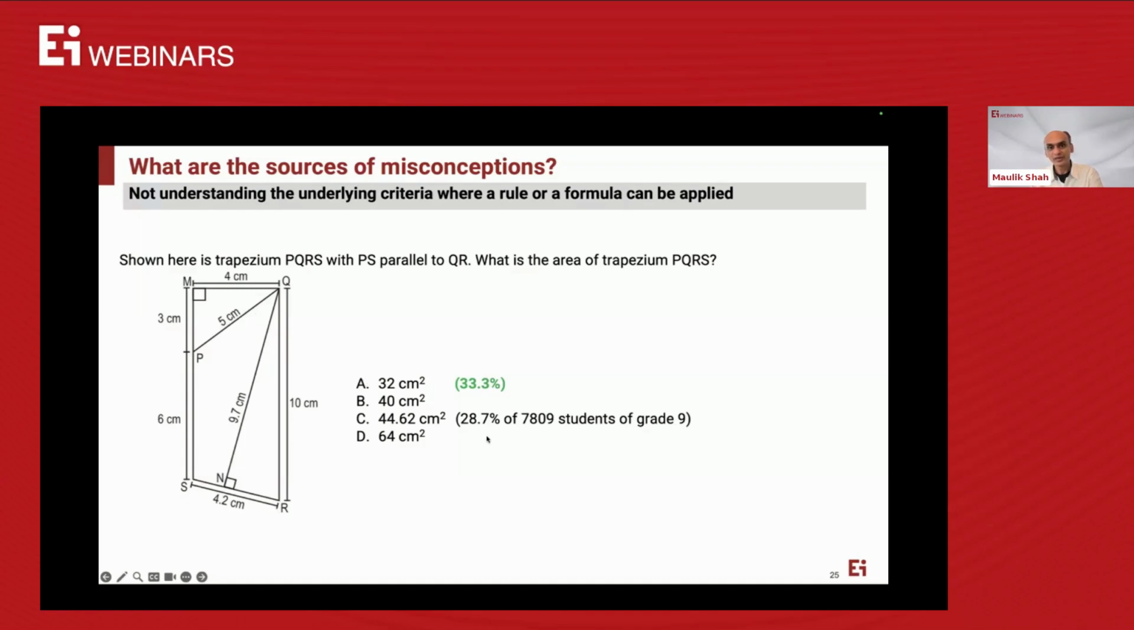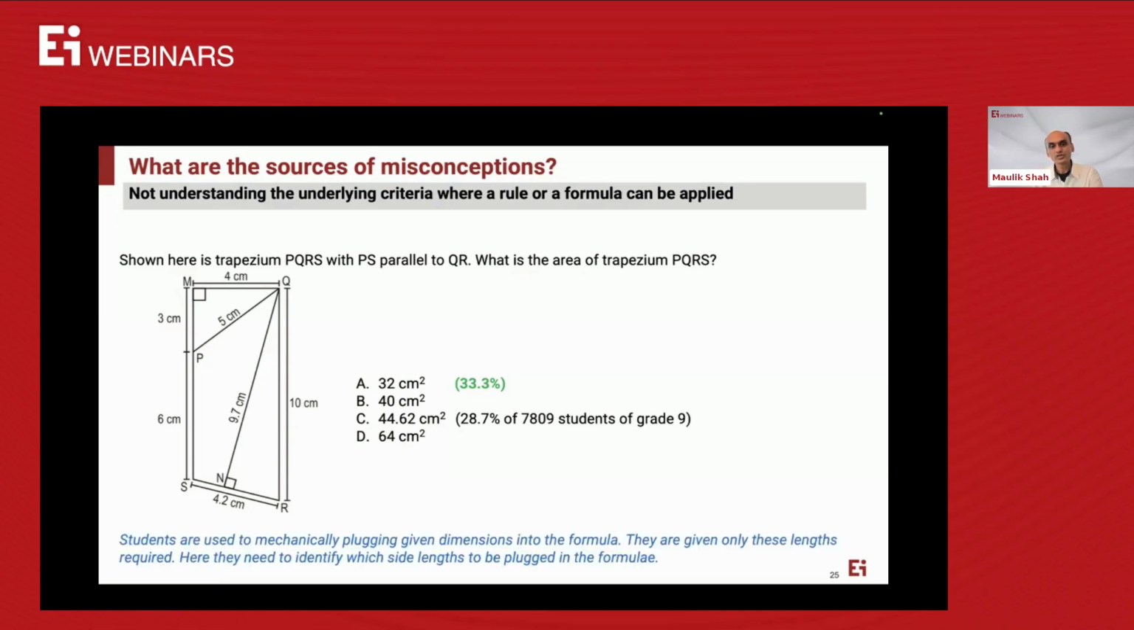Grade 9, sorry. And 28.7% of grade 9 students said 44.62. Why? Because they are faultily applying the rule or formula, and they have failed to understand where the formula works. So we have seen this pattern. Generally, students mechanically plug dimensions. And why? Because we educators and textbook examples only give them the dimensions that are required.